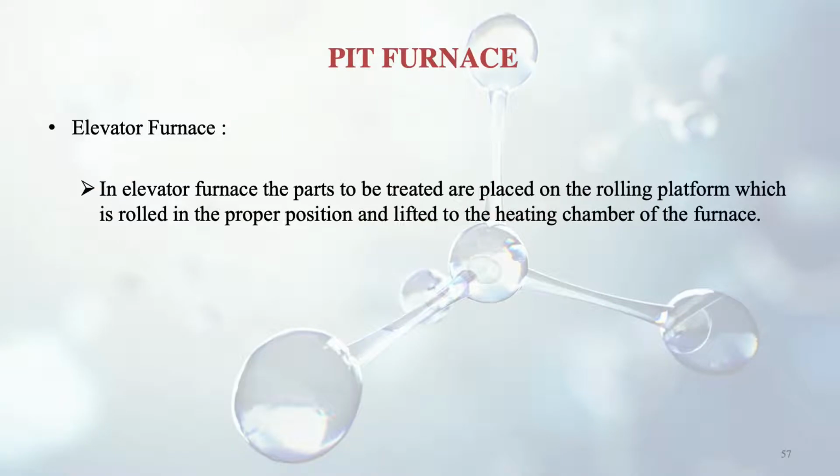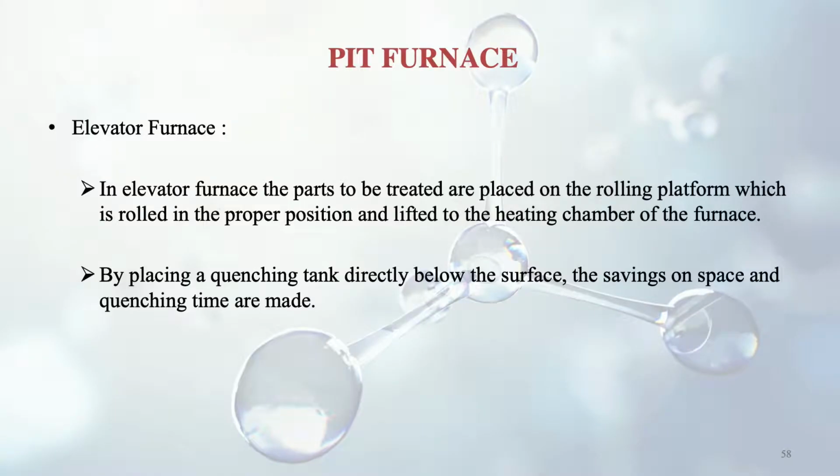The fourth one in case of the batch furnace is the elevator furnace. In the elevator furnace, parts to be treated are placed on a rolling platform. There is a platform which is rolling continuously and in the proper position, and then it is lifted. This platform is lifted to the heating chamber of the furnace. And then we place a quenching tank directly below the surface. In this way we can save the space and the quenching time also.